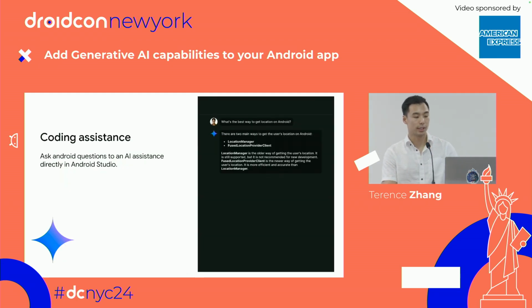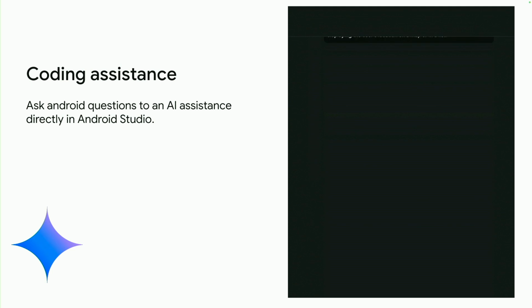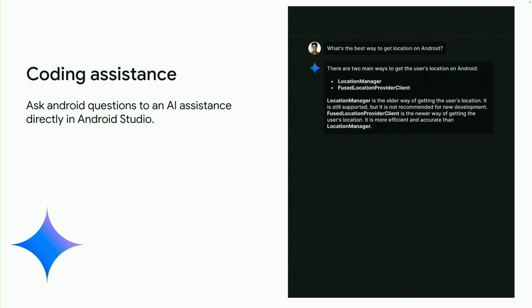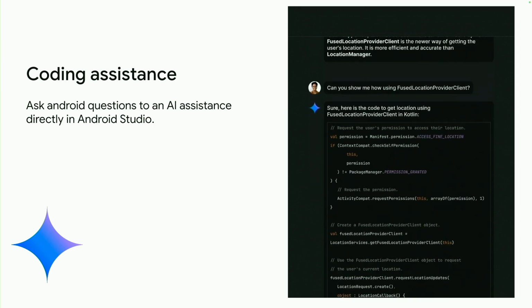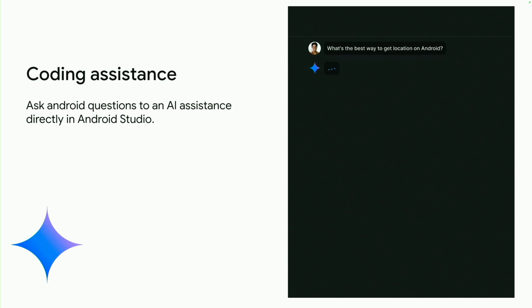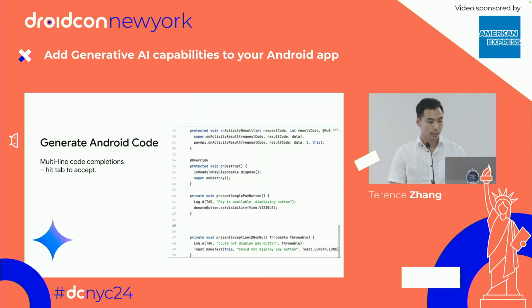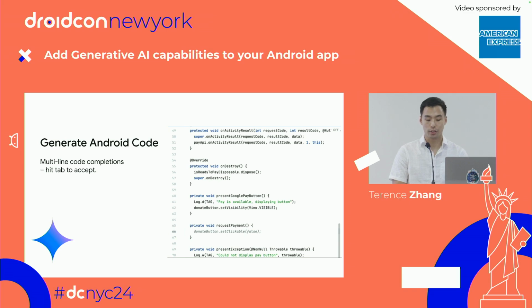So here's an example, coding assistance. You can ask Android questions to an AI assistant directly in Android Studio. So here's a quick screen capture as an example. So it's like getting the best way of getting location on Android. So you can imagine if you're new to a project or new to Android development as a whole, how Gemini and Android Studio can help you to quickly onboard. It can also help generate Android code as well. So you can hit tab to accept its suggestions. Quick demo here.